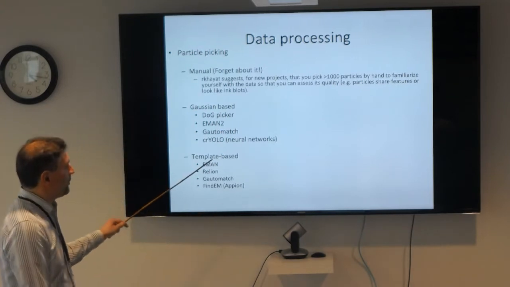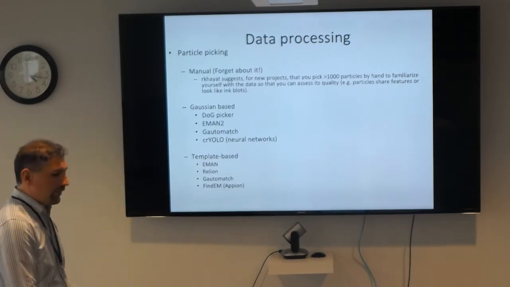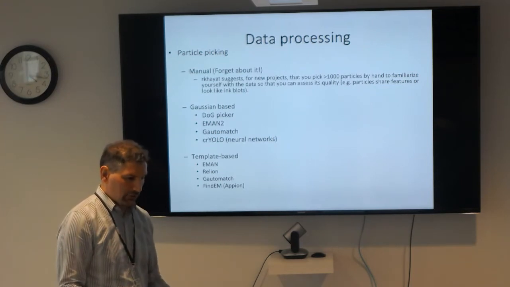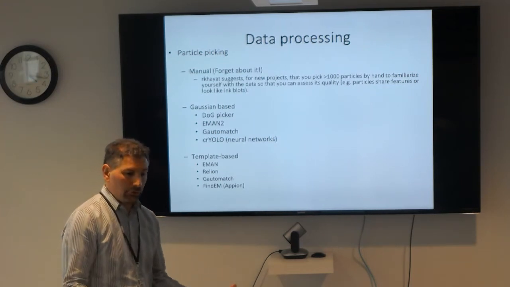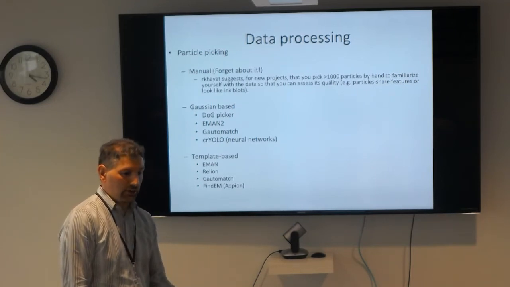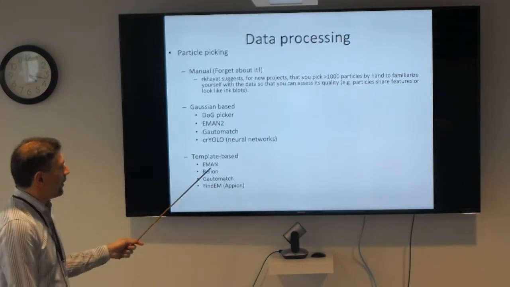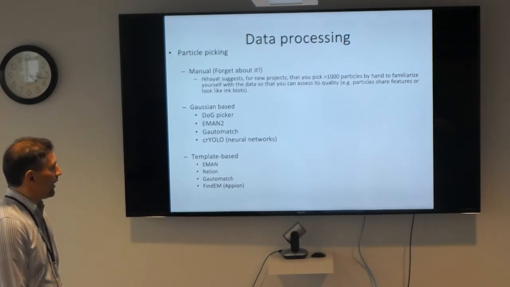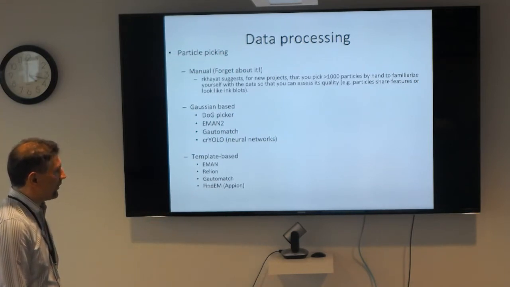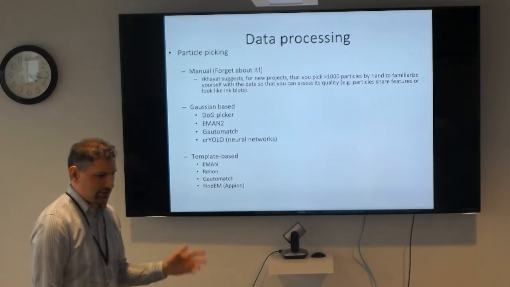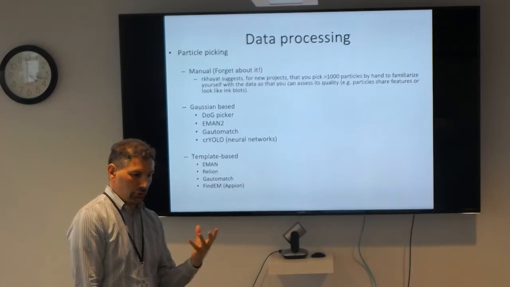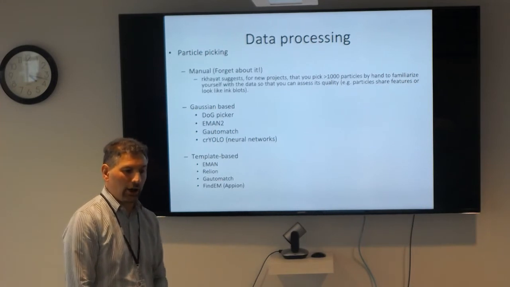And then you also have template-based picking, where you give it 2D class averages. Or what you can do is, if you have a 3D reconstruction, for example from tomography with subtomogram averaging, you can calculate projections from that, take those projections, and feed them into the template-based picking. I don't know why EMAN's on here, but it shouldn't be on there. RELION, Gautomatch, and FindEM from Appion. Again, there are additional programs out there that will do template picking, and using the template that you give it, they do a better job at picking out the particles.